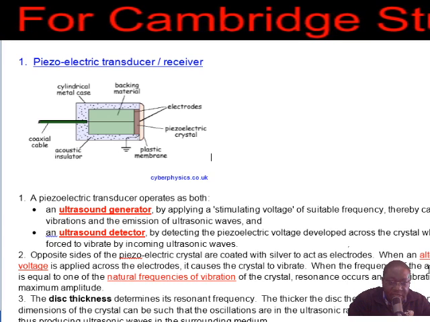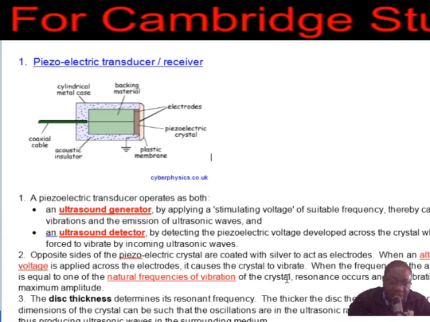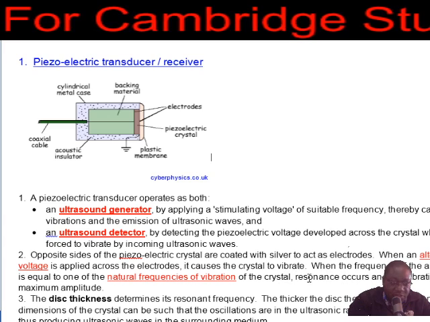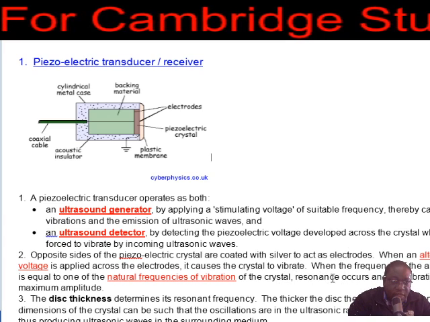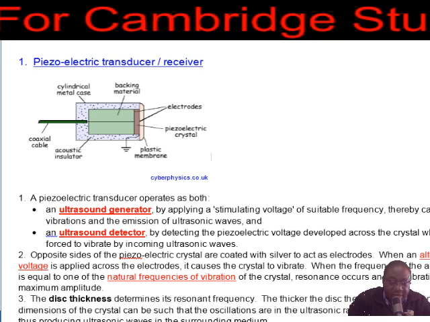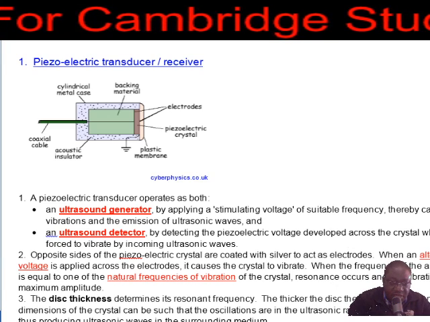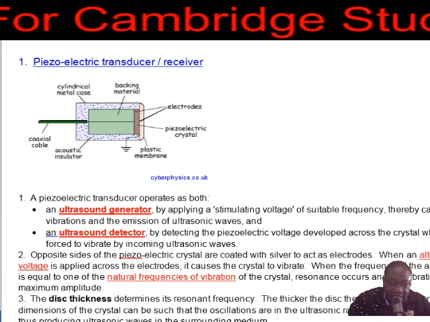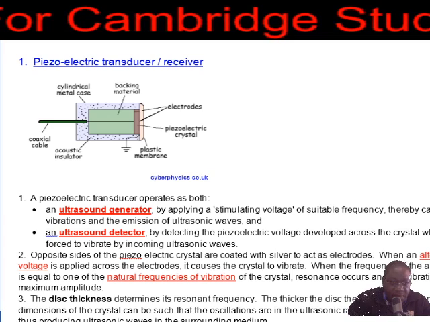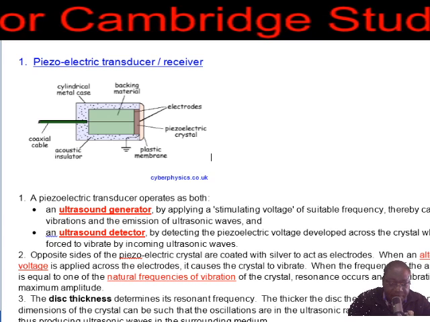Now, when the frequency of the applied voltage is equal to the natural frequency of vibration of the crystal, resonance occurs and the vibrations have maximum amplitude. The disc thickness determines its resonant frequency. The thicker the disc, the lower the frequency. The dimensions of the crystal can be such that the oscillations are in the ultrasonic range, that is greater than 20,000 Hz, thus producing ultrasonic waves in the surrounding medium.